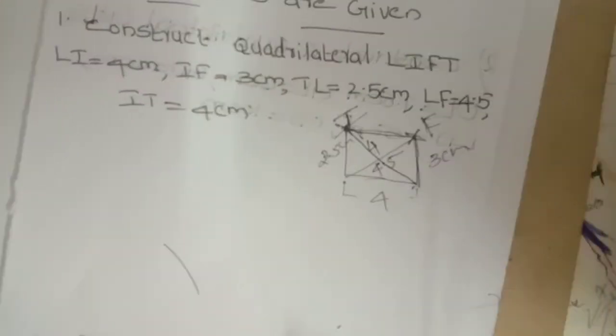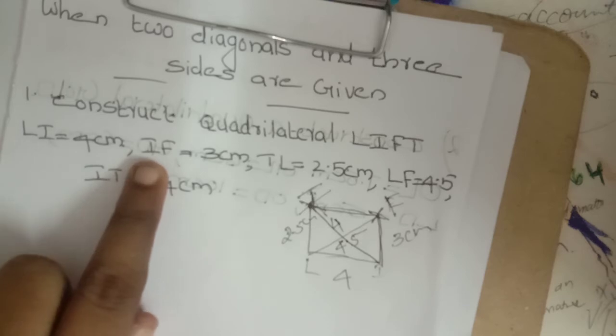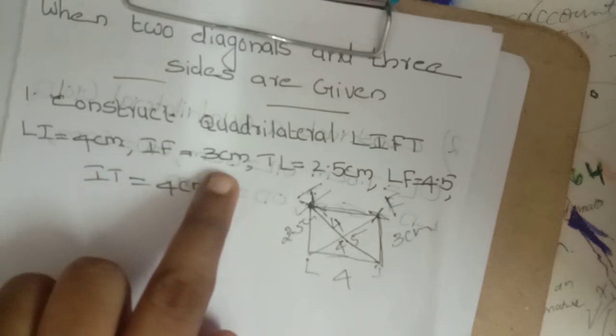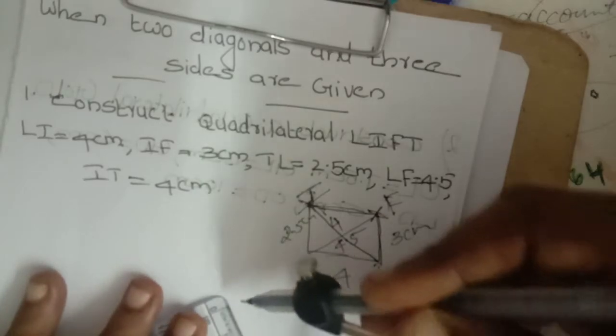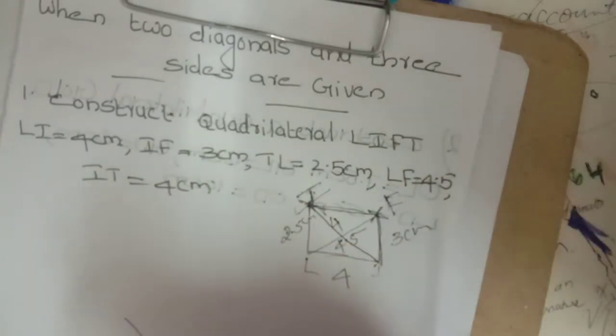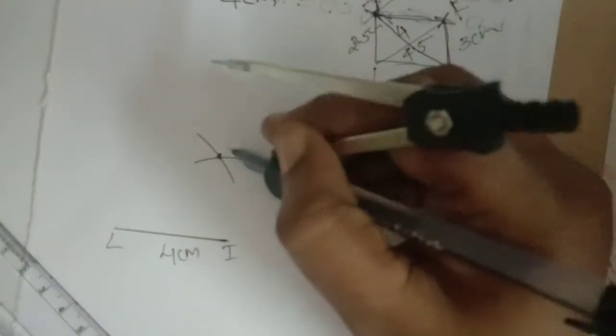Next, I and F value is there. Yes, IF value is given in the question. How much measurement? 3 centimeter. So take 3 centimeter in your compass. Keep I as a center and draw an arc like this. So these two arcs' intersecting point is the required point. Our aim is to construct which point? F point. So there you mark the letter F.